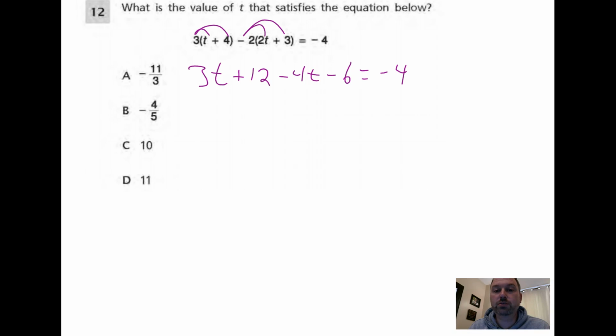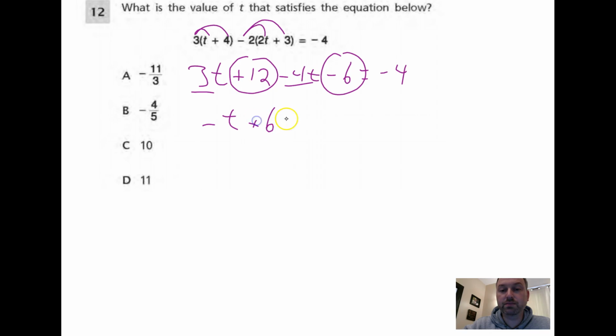Okay, so after you distribute, now you should recognize that you need to combine like terms. So look on this side. 3t take away 4t is not just t, it's negative t. Okay, I can combine this and this. Then I can combine the positive 12 and the negative 6. Well, 12 take away 6 we know is plus 6 equals negative 4.